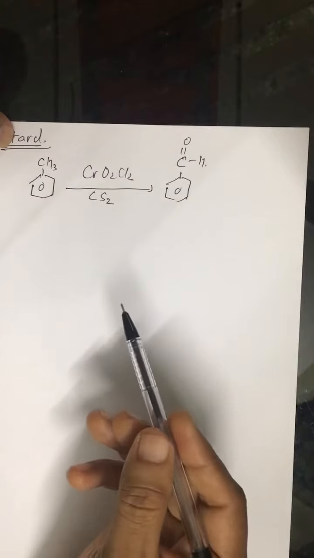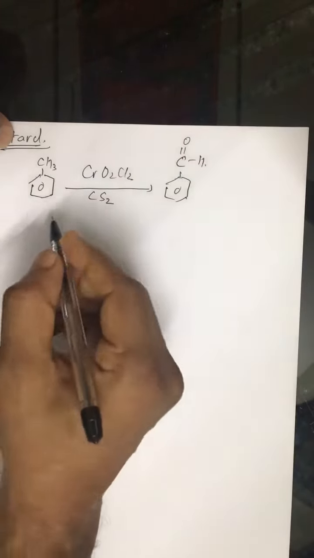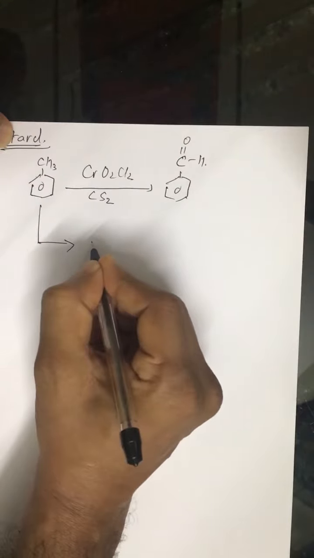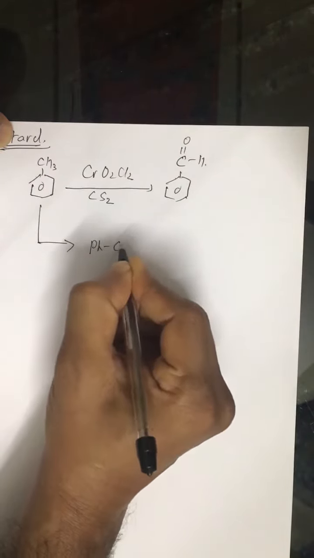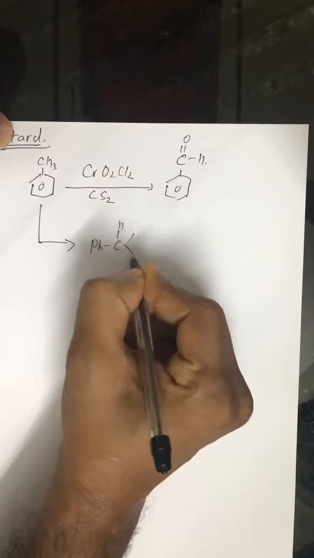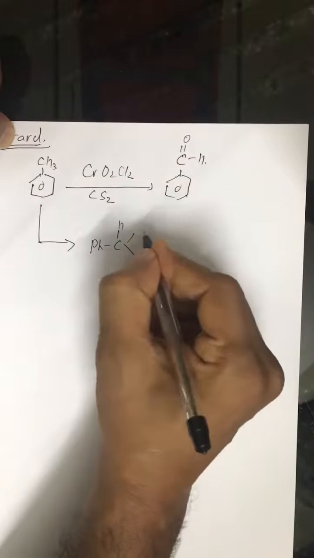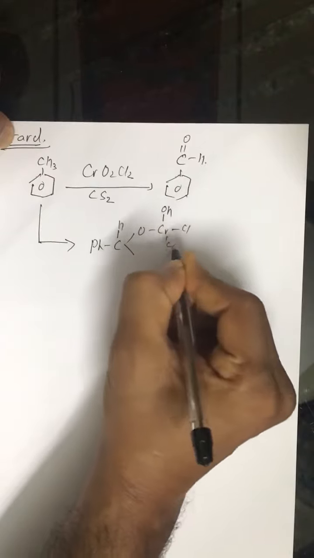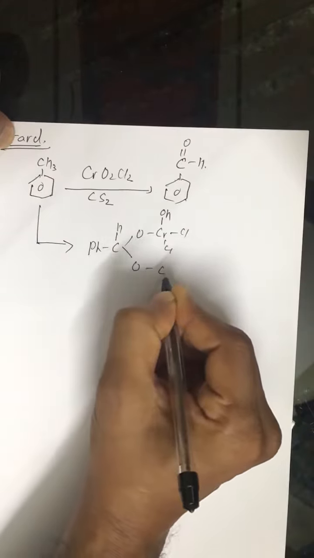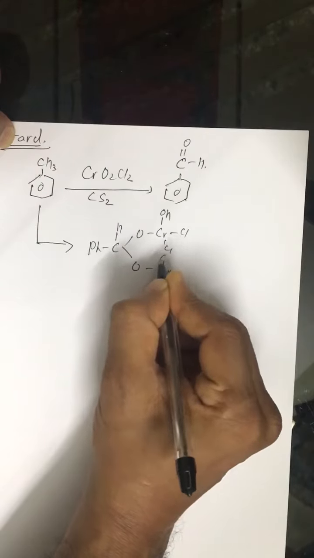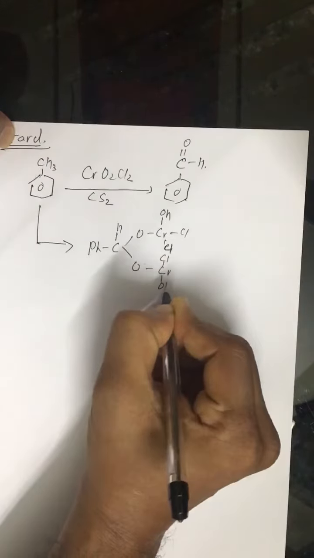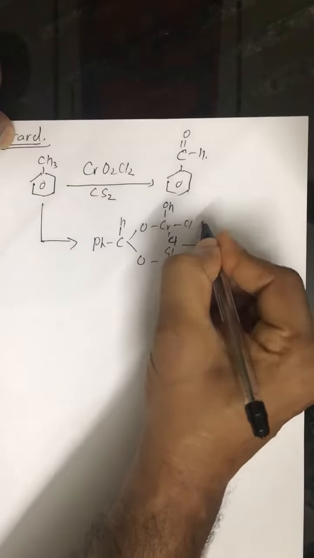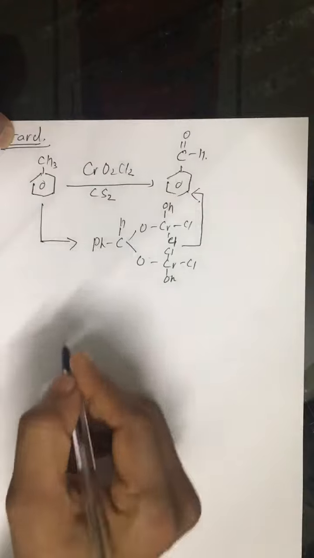Again we were discussing that aldehydes are very easily oxidized. So here what happens, when this benzaldehyde is formed, it is immediately combined with the CrO2Cl2 to give CrOHCl2 like this. It forms a complex like this, so that it is not further oxidized. On hydrolysis, it yields benzaldehyde.